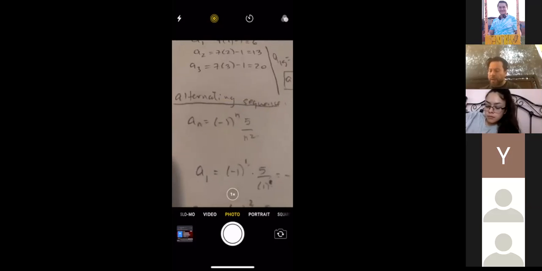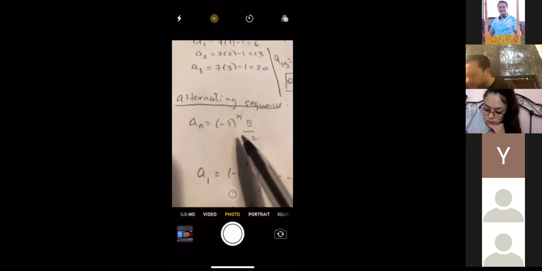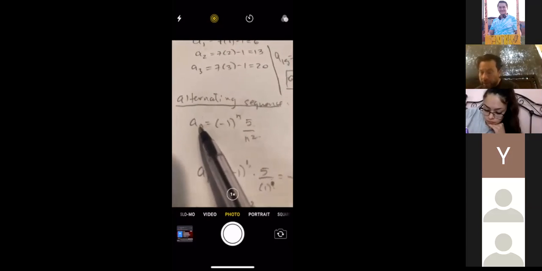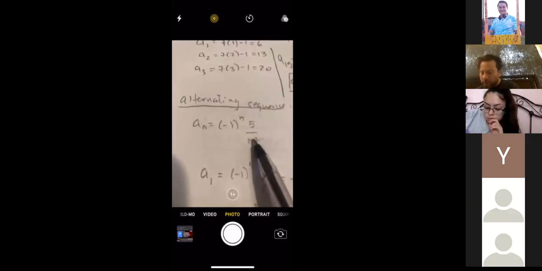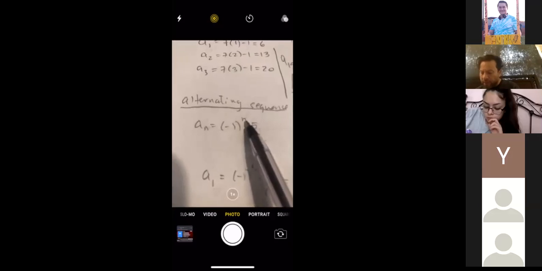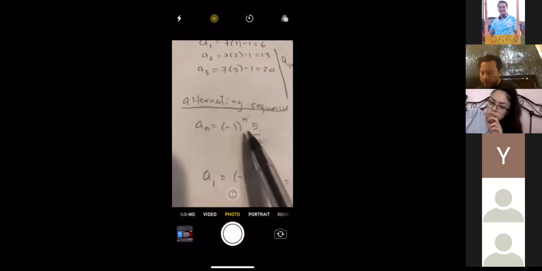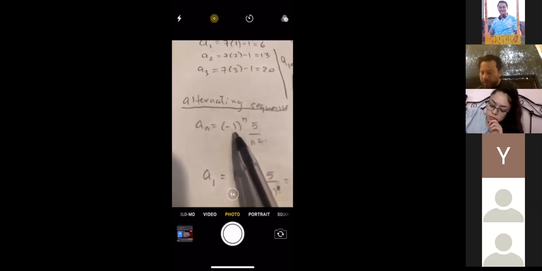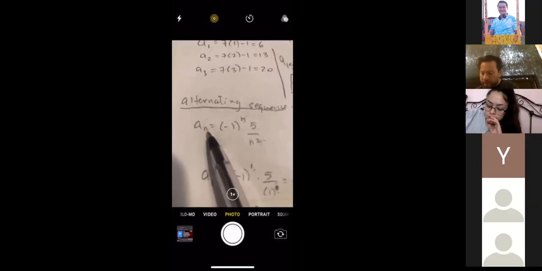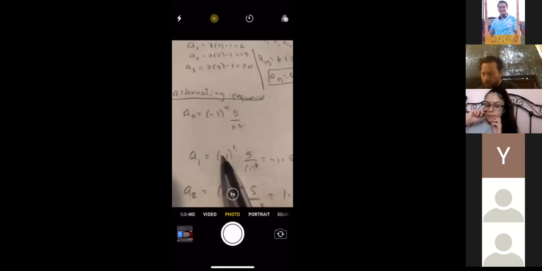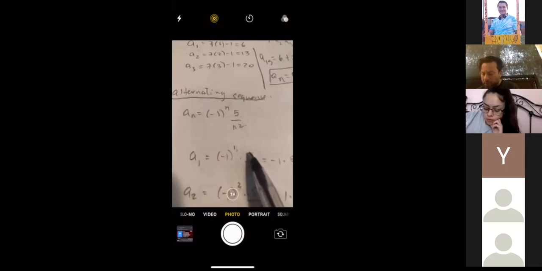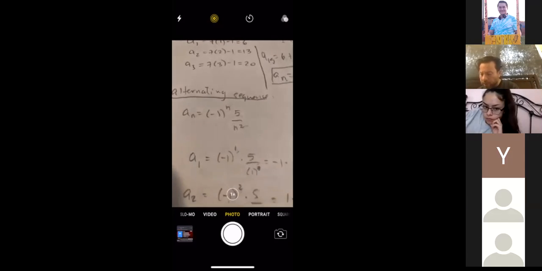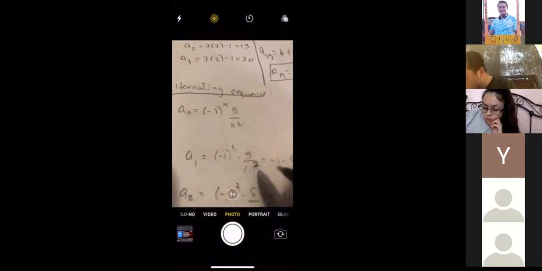So you have the alternating sequence. Why do I call this the alternating sequence? Let's take a look. A sub n equals -1 to the n times 5 over n squared. Notice where n happens. N happens here, and it happens here. So n is the exponent of -1, but it's also the denominator squared, okay? So then remember, I'm gonna take n, plug it in here and here. So what would a sub 1 look like? Well, -1 to the 1 times 5 over 1 squared. This is supposed to be a squared. I don't know why I erased it.